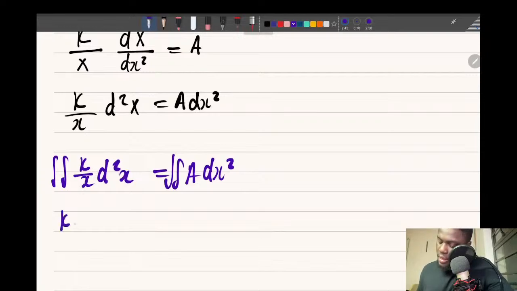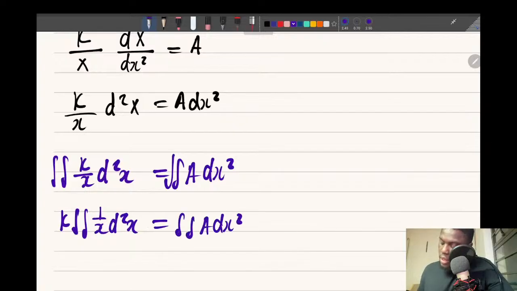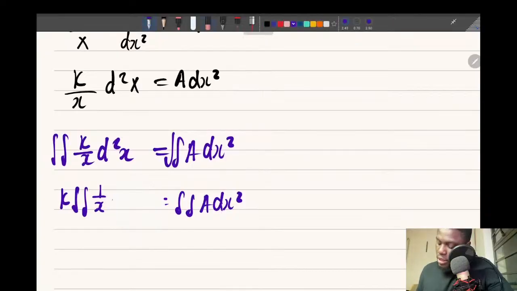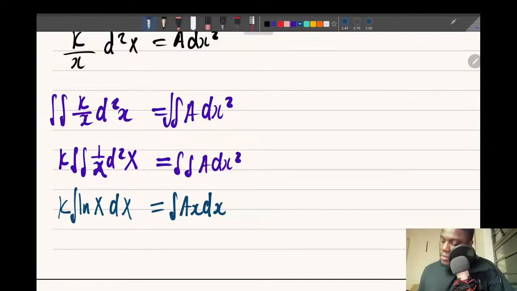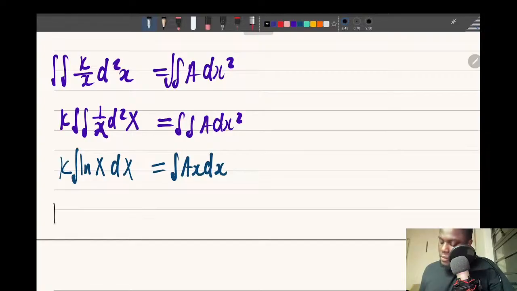So this becomes k is outside. You have the integral. You can put k outside for both. You start with 1 over x d squared x is equal to the double integral of a with respect to x squared. So anyway, this is with respect to big X. 1 over big X with respect to, this is equal to with respect to small x. So what will I have here? I would have k by ln x, the integral of ln big X with respect to big X. This is equal to the integral of ax with respect to x, like that. Then now I'm trying to integrate this ln x.